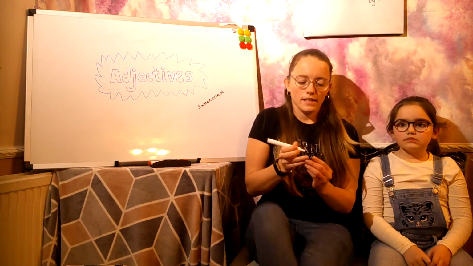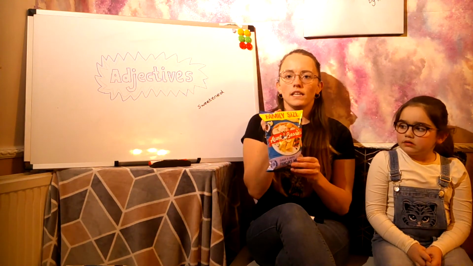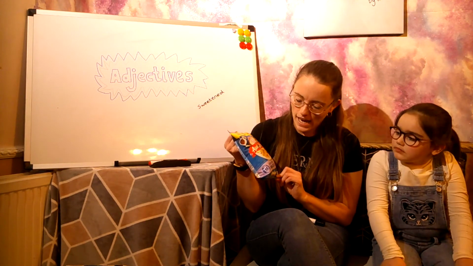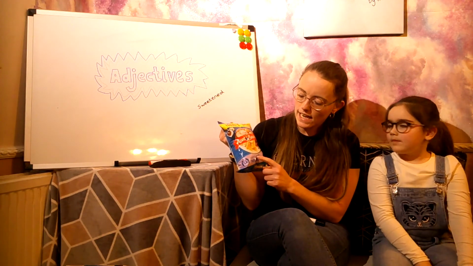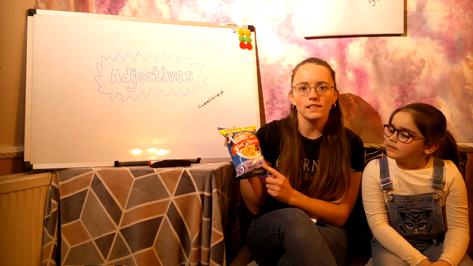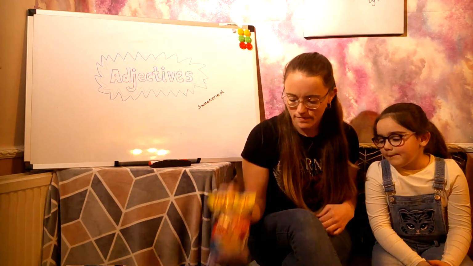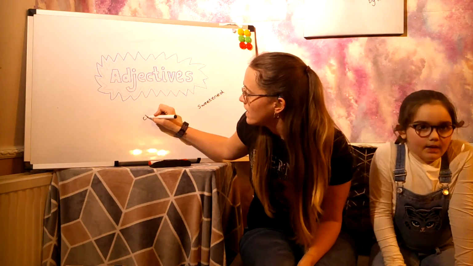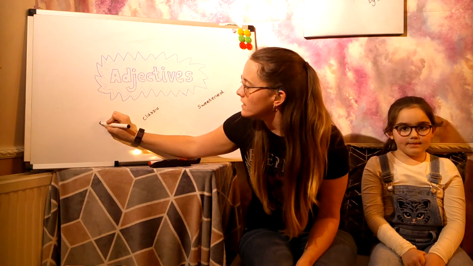Now for my first item. My first item is some pancake mix. Now this item actually has 2 adjectives on. It says classic and simple pancake mix. The adjectives are classic and simple. Let's add our adjectives here. Classic and simple.